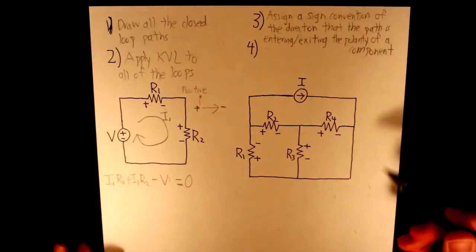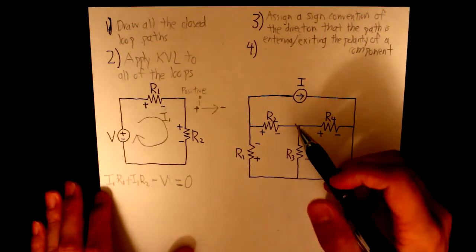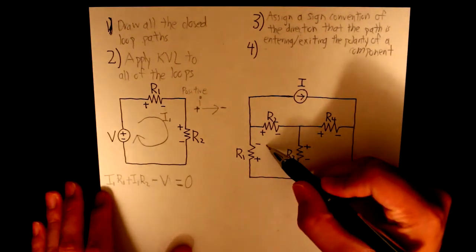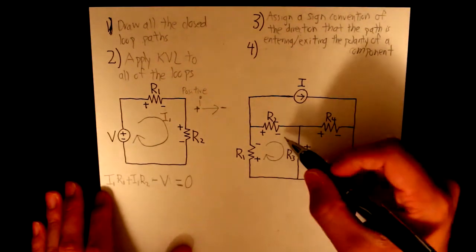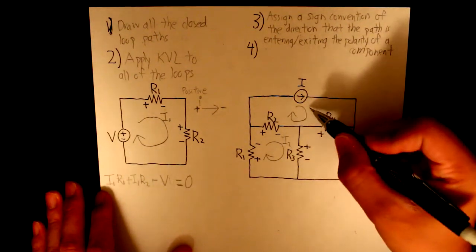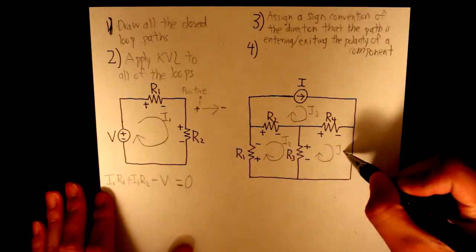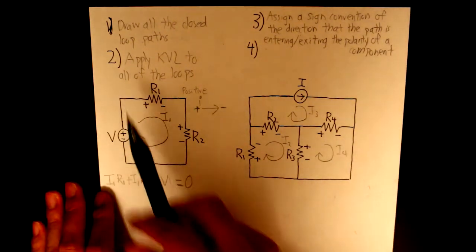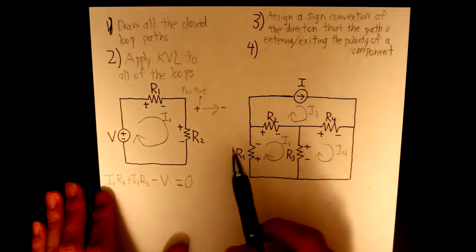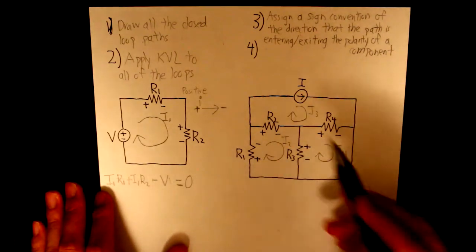So moving on to the second circuit. Here we have the second circuit, and we're just going to draw all the closed loop paths that there are. So one right here, label that as I2, one above here, and we'll label that as I3, and another one down here, label that as I4. And now we shall apply KVL to all of the loops. So let's first apply it to this closed path right here.